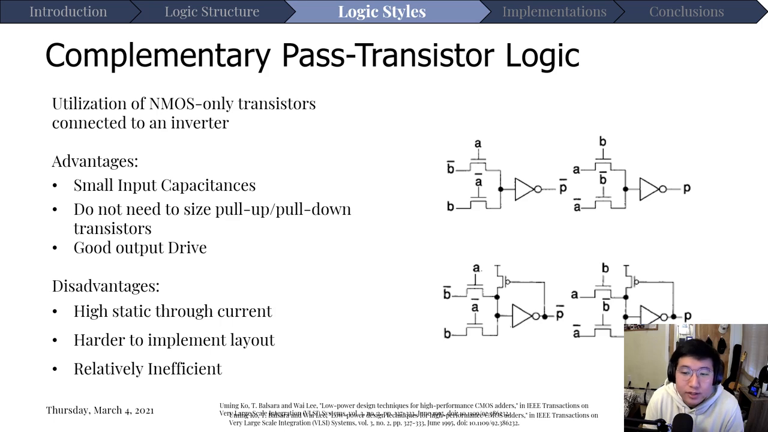Because of that inverter at the output of CPL circuits, we have good output drive compared to many other logic styles. However, we do have a higher static through current, and while this looks like it has fewer transistors and an easier layout at a lower level, it actually gets much more difficult generally as you increase the complexity of the circuit design. It looks relatively simple right now because it's just a simple gate, but as you increase the complexity, it's harder to implement and relatively inefficient. Maybe not compared to CMOS, but compared to some of the other pass transistor styles, which we'll talk about right now.